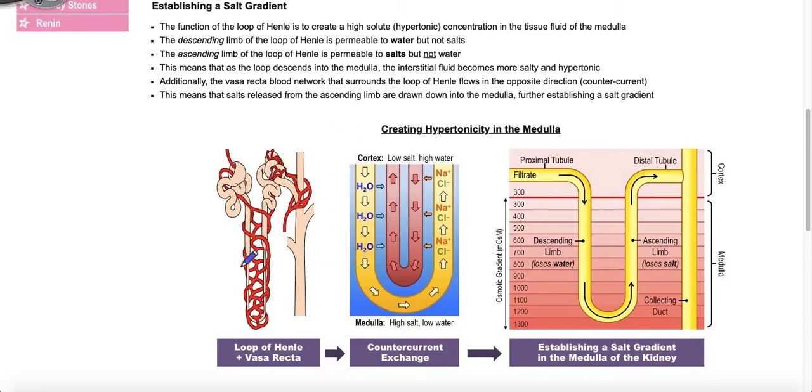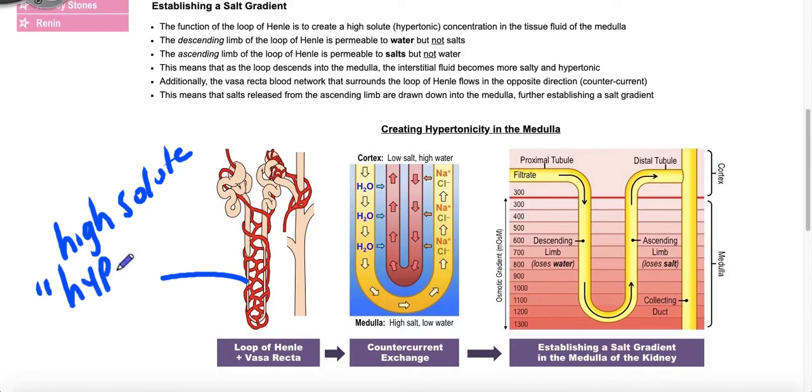So the function of the loop of Henle is to create a high solute or hypertonic concentration. So when we think of the differences between the medulla of the kidney and the cortex of the kidney, we think of the medulla as always having high salt and low water. And we think of the cortex of the kidney as having low salt and high water.